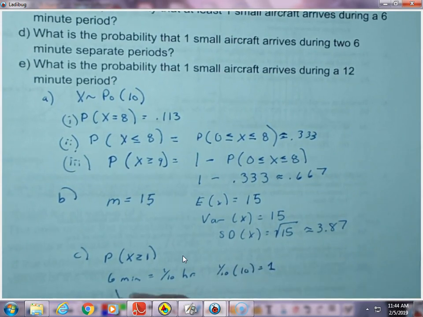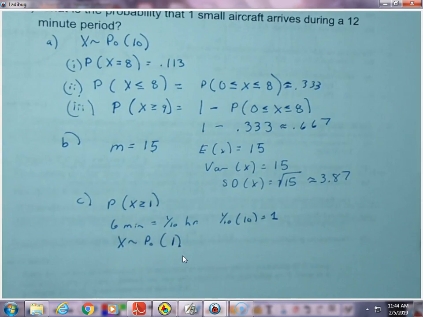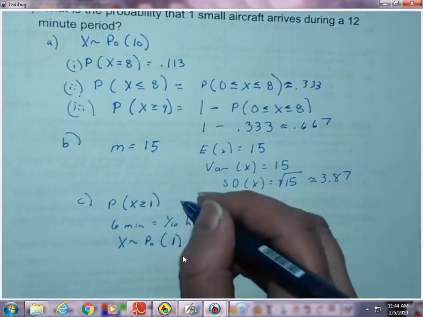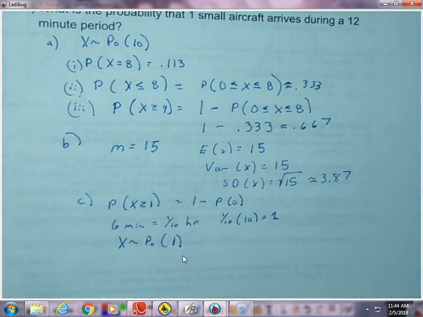So this is a Poisson distribution with 1 for the average. Now, how do you figure out greater than or equal to 1? You can't do greater than directly. So I'm going to do that on my calculator.